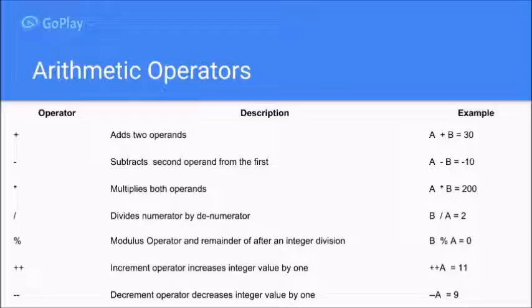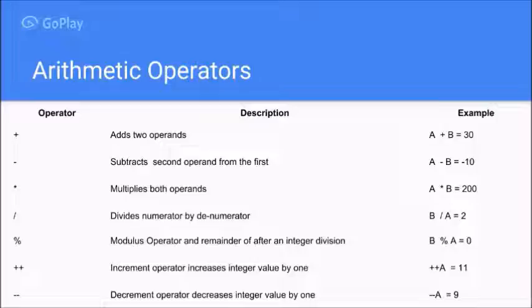So let's talk about the arithmetic operators. The first and simplest is the plus sign, which adds two variables or numbers together. Similarly, the negative sign subtracts two variables or numbers. The asterisk is for multiplication. The slash is for division. Now, one you may not be familiar with is the percent sign, or modulus. This will return the remainder of two integers that have been divided by each other.